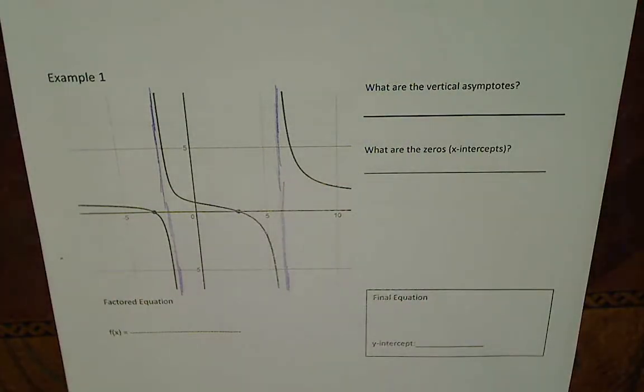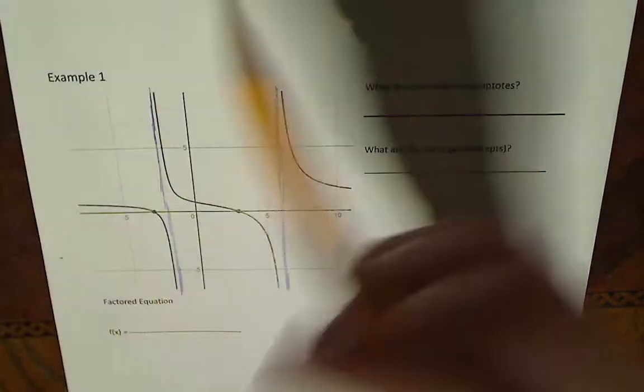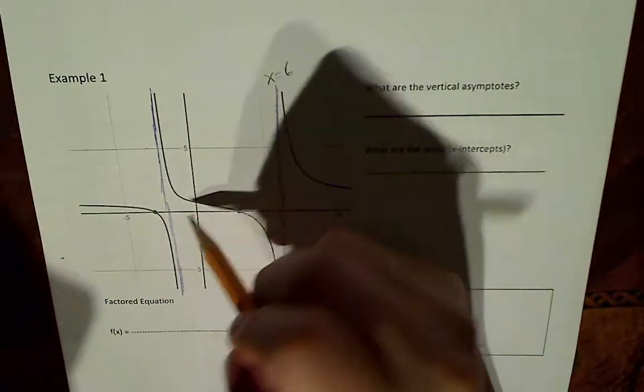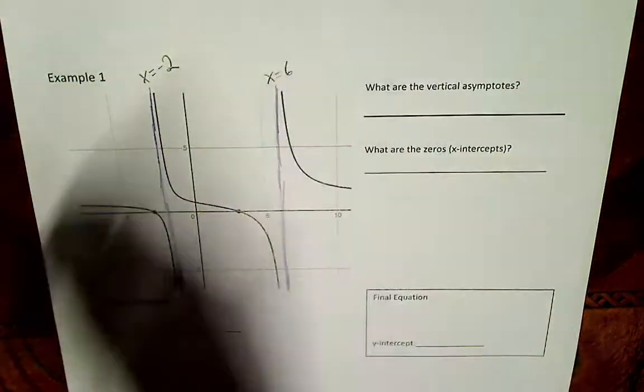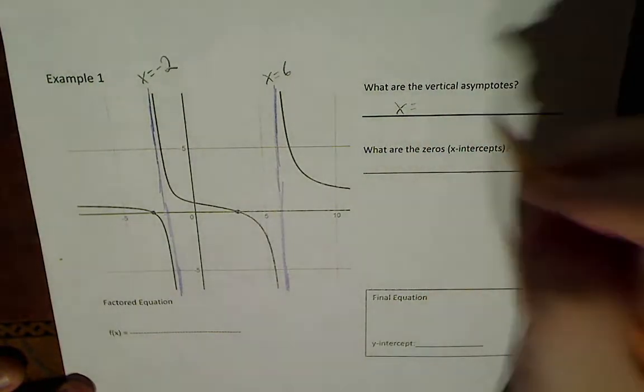So that's one of the first things you want to do, be able to identify those pieces. Now, in this case, this one looks like it's at 6. This one looks like it's at -2. So that's what I'm going to write for those two. Actually, I'm going to write it right here.